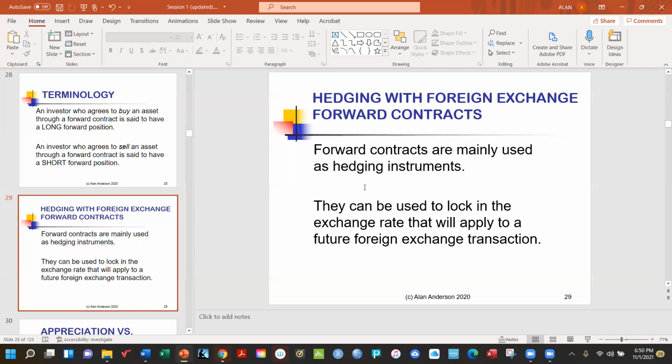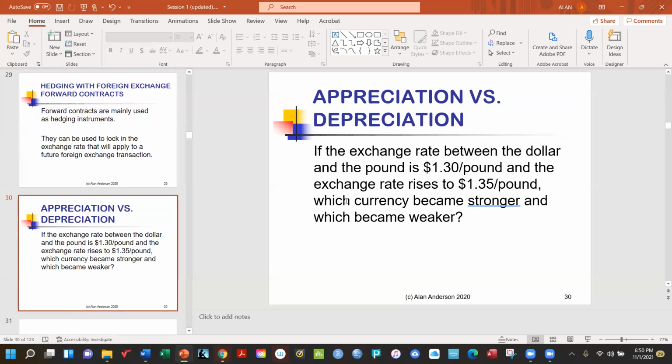All right, now, how does one hedge foreign exchange risk with forward contracts? Let's find out. So imagine, here's a different example. This is a quick little side note, just in case you've forgotten how this works. If we currently have an exchange rate of $1.30 per pound, and that rises to $1.35 per pound, which currency became stronger and which became weaker?